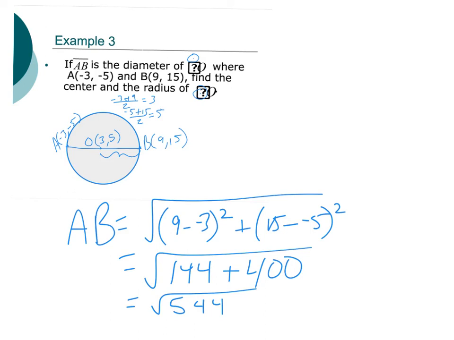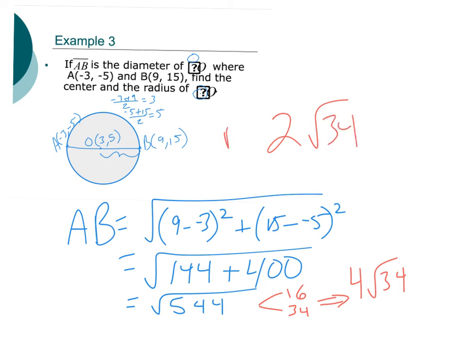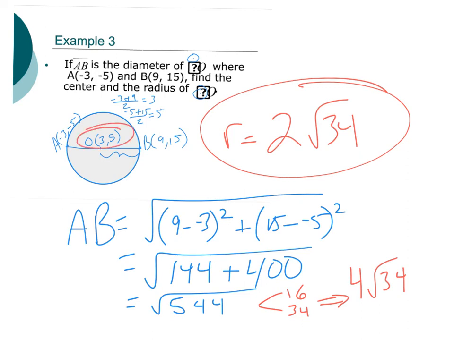And now I'm kind of regretting not just doing the radius because this number is big. But with a quick little check, I can see that this can break down to 16 and 34, which would mean that I've got 4 root 34. That's my diameter, so my final answer is 2 root 34 for my radius. Okay, so I've got my center, I've got my radius, we're good to go. I just cut my diameter in half.